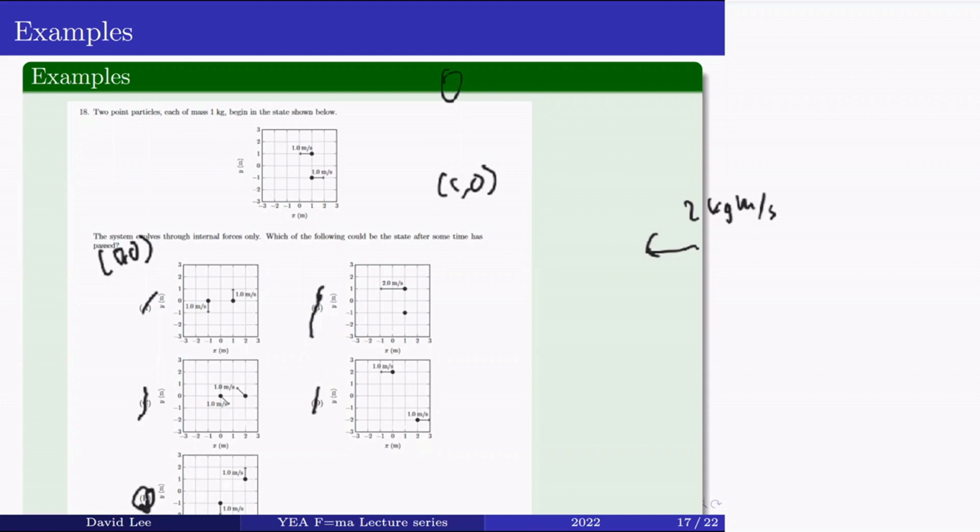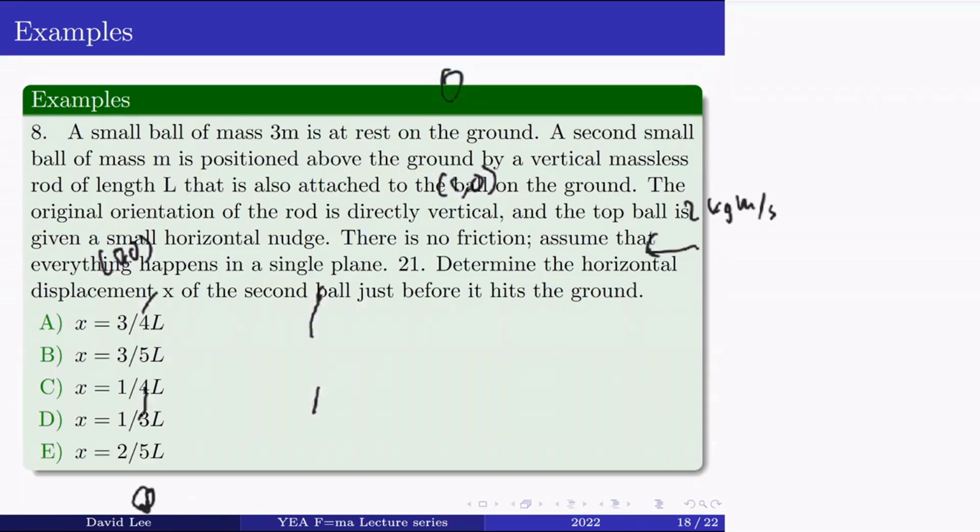Okay. Let us go on to the next example, and I will relaunch the poll. By the way, this is also an F equals MA problem. Yes, that's why the 21.